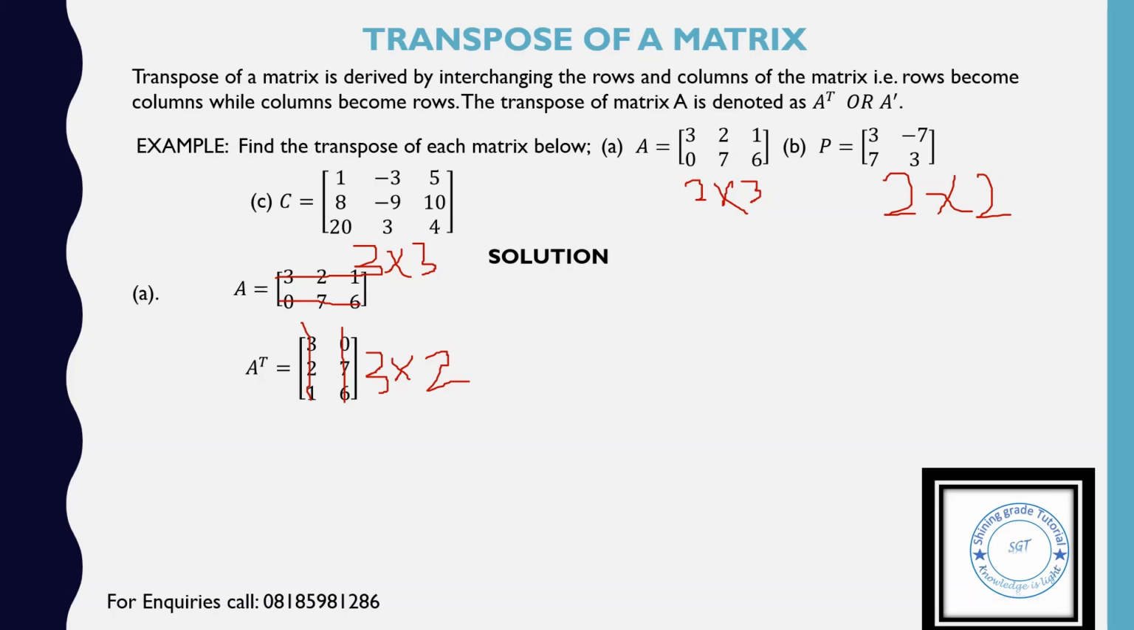Yeah, because the row will now become 3, the column will now become 2. So we have transposed. Look at it: before the transpose it was 2 by 3, now it's 3 by 2. All right, another example. The first one, we have matrix P.